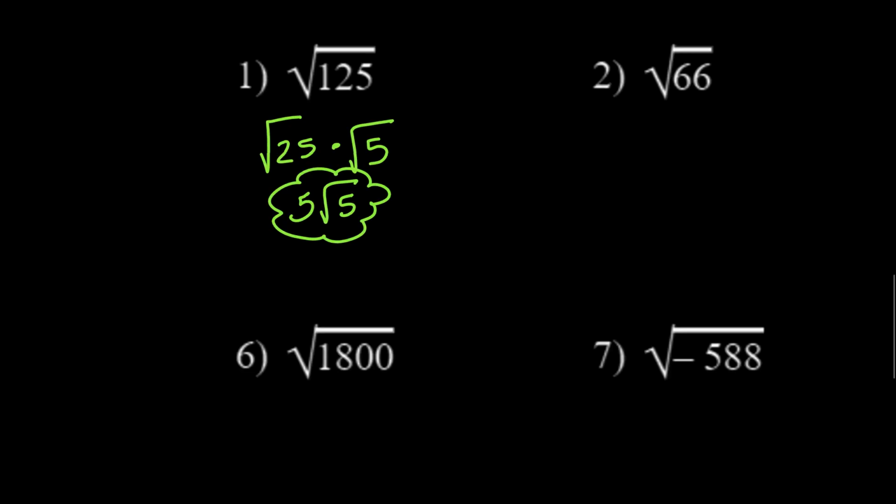Is this starting to come back? What's another way you could have done this? Do you remember? You can create a factor tree. You could have created a factor tree here. Okay, what about 66?